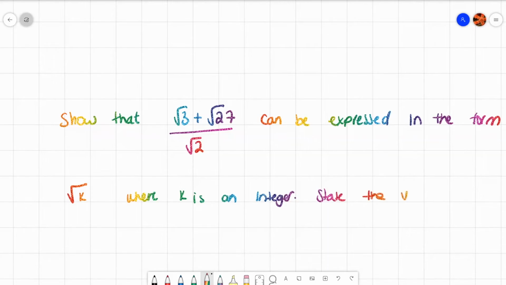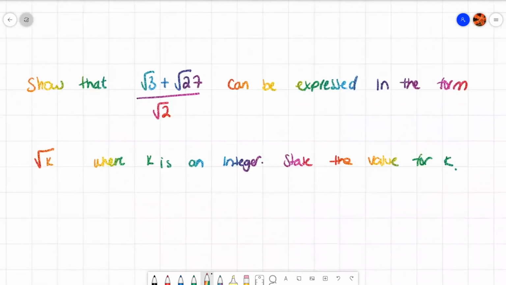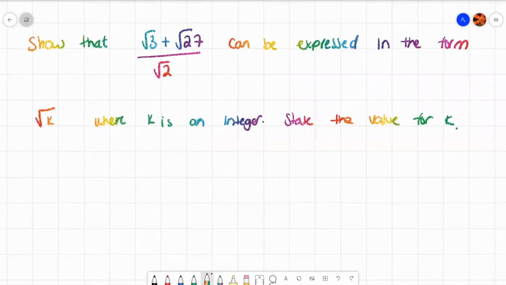State the value for k. Okay, so again, they haven't asked you to rationalize the denominator, but they're actually meaning to say rationalize the denominator, because they're saying show that square root 3 plus square root of 27 all over square root 2 can be expressed in the form square root k.